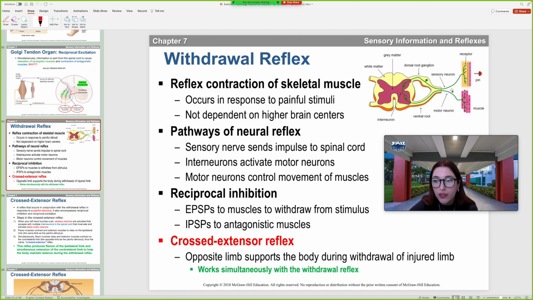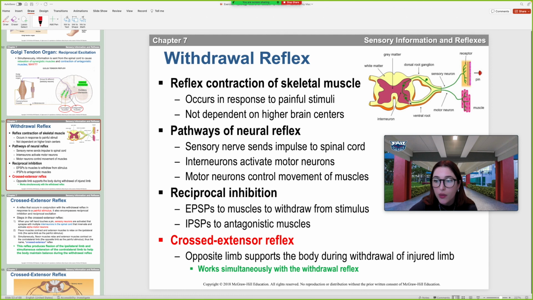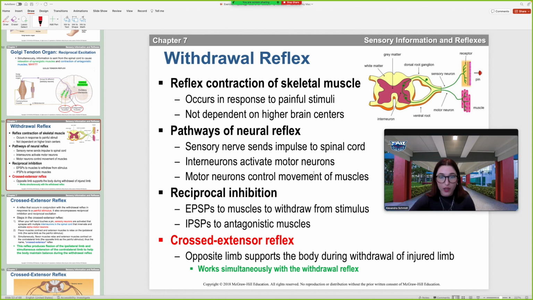So the way that the stretch receptor works, okay, so here's a little picture. Here's the painful stimulus. It's showing touching a pin, right? So this would be receptors in our skin. Sensory nerves send impulses that say, hey, this is really painful. They send impulses to the spinal cord. The interneurons activate the motor neurons to control the movement of muscle, to take that hand away from the hot stove or the pin. Okay? Again, here's that interneuron.